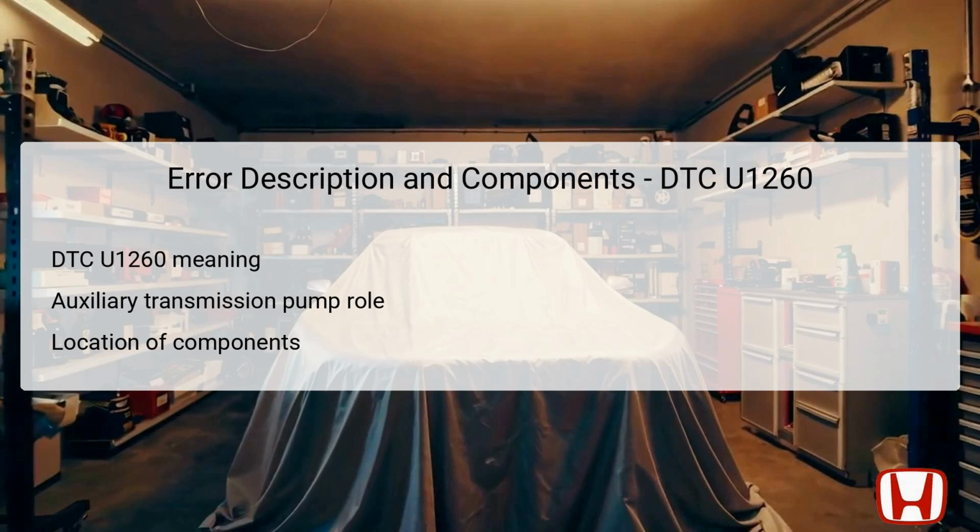This error may arise from issues in the electronic circuitry that connects these components. Thus, mechanical failure within the transmission is ruled out. Instead, the focus shifts to investigating potential electrical faults.